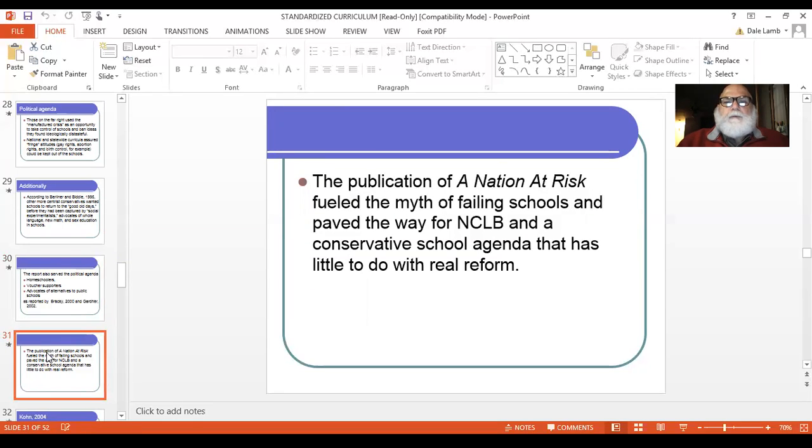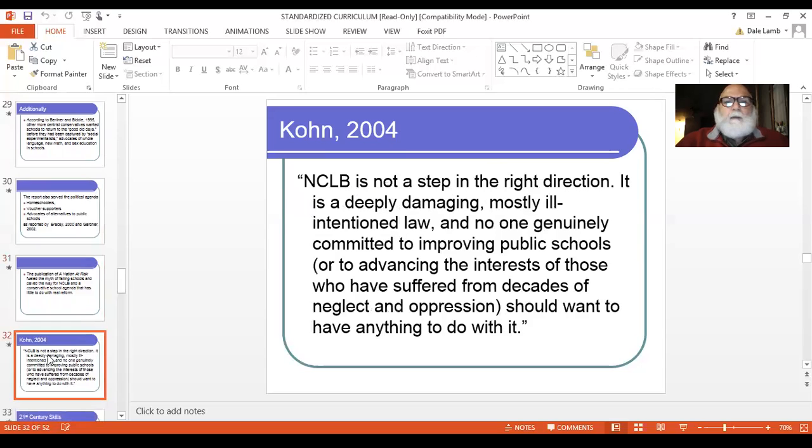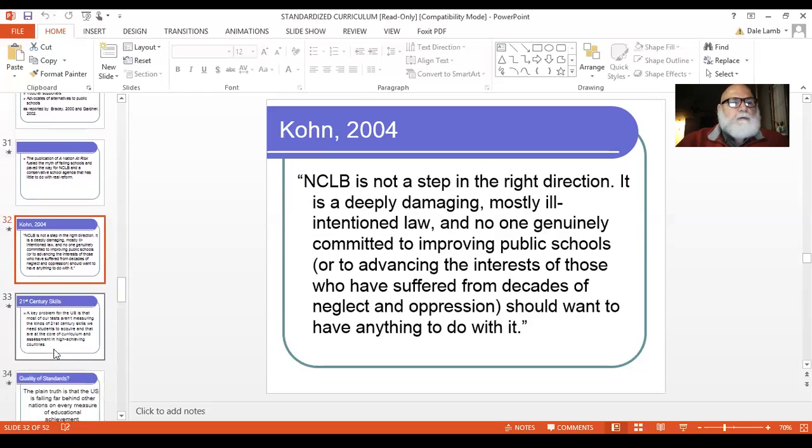A Nation at Risk paved the way for No Child Left Behind, a conservative school agenda that has little to do with real reform. It's not a step in the right direction. Deeply damaging, mostly ill-intentioned law. No one generally committed to improving public schools should want to have anything to do with it.